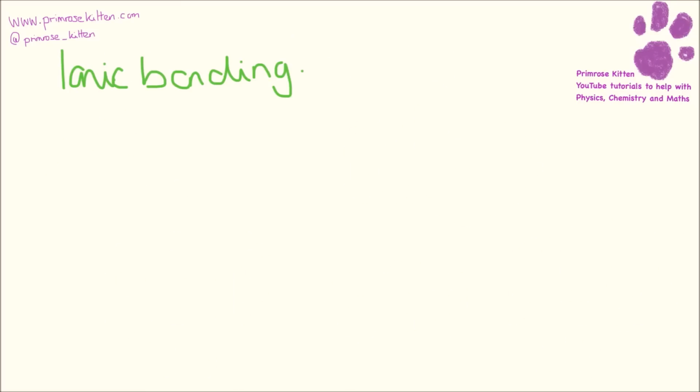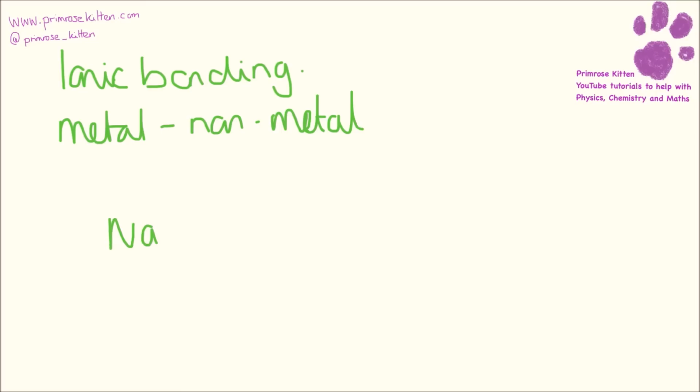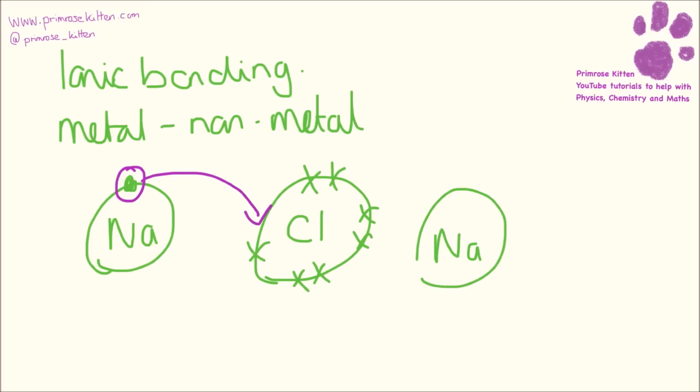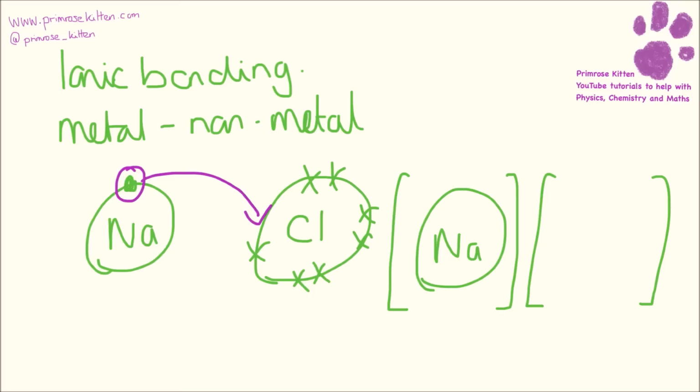Ionic bonding occurs between a metal and a non-metal. So something that is on the right-hand side of the periodic table and something that is on the left-hand side of the periodic table. If we use sodium chloride as an example, here we have sodium with one electron on the outer shell and chlorine with 7 electrons on the outer shell. What is going to happen is this electron here is going to go over there because everything wants to have a full outer shell. And what we are going to end up with afterwards in square brackets is chlorine and sodium having a full outer shell.